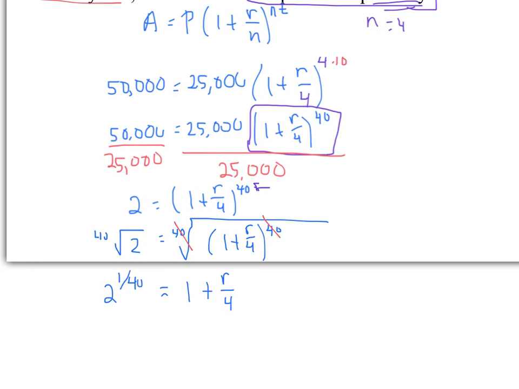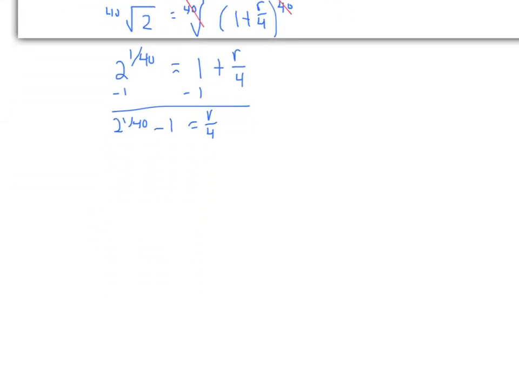Now this isn't too bad. Here what I would do is subtract 1. And so I get 2 to the 1/40th minus 1 equals R over 4. And then I just multiply everything by 4. So 4 times 2 to the 1/40th minus 1 is equal to R. And I actually have a graphing calculator, so I plug it in right now like this. It's the easiest way to get the right answer. And so in this case, we get R is approximately 0.0699, which means that we can think of R as approximately 6.99%.